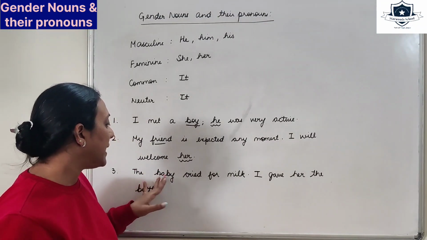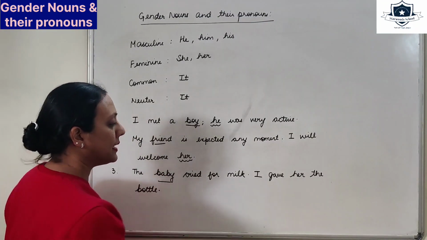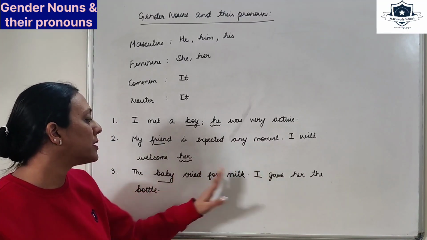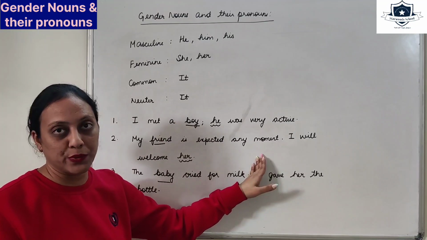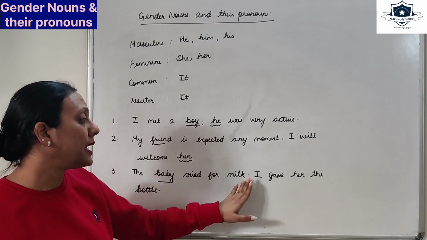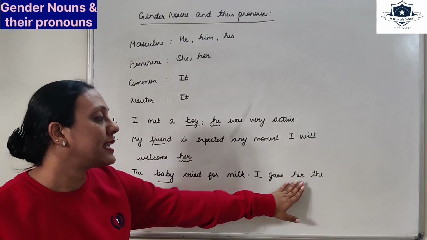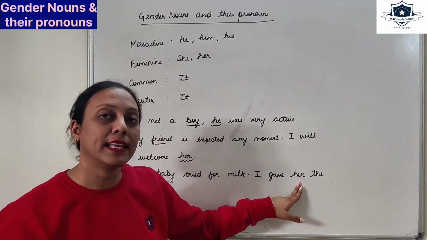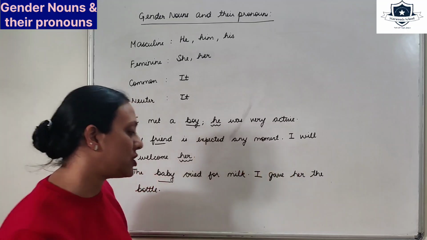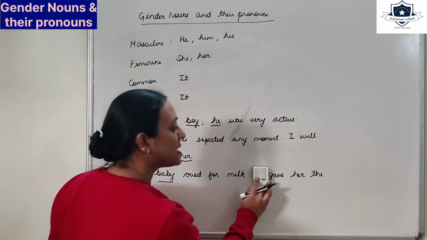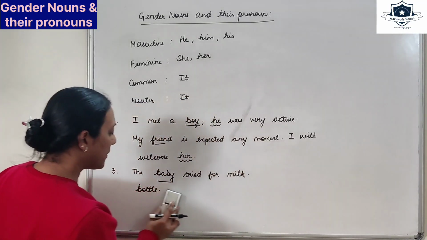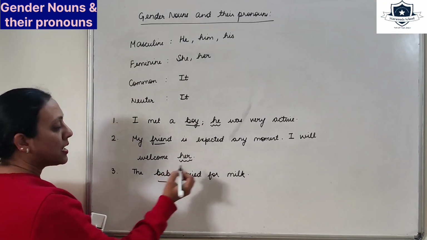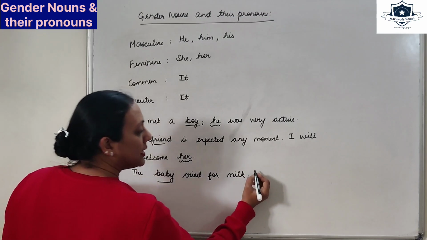This sentence, the baby cried for milk. अगर मैंने ये sentence यहाँ पे end कर दिया है, that means it's a common gender noun. There is no pronoun used in it. But अगर मैंने इसके अंदर एक sentence और add किया है, I gave her the bottle. Her लिखते ही आपको पता चल गया कि it's a feminine gender noun. But ये सिर्फ explanation के लिए था. आपको यहाँ पे third example is related to the common gender noun. The baby cried for milk.